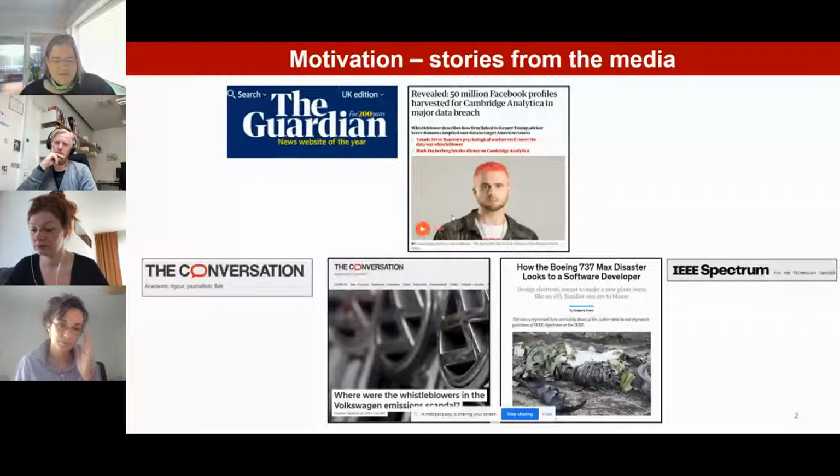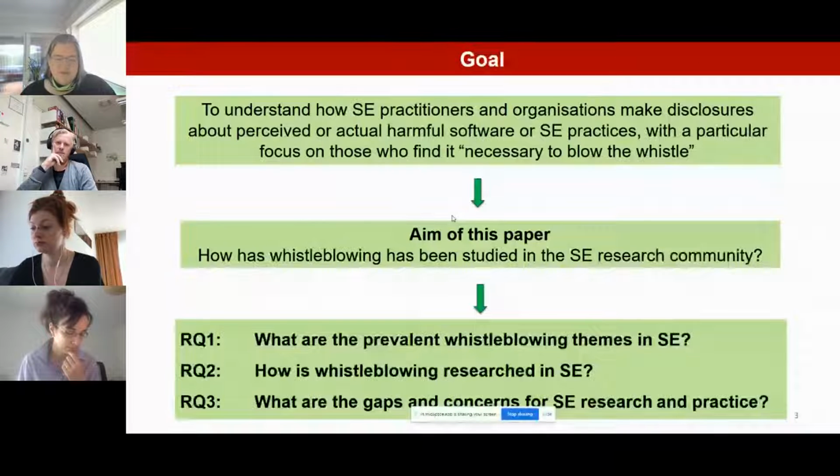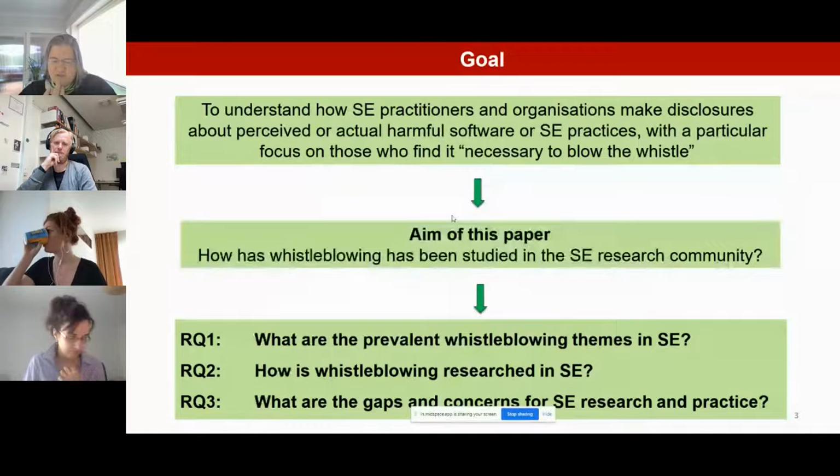The goal of our research is to understand how practitioners and organisations make disclosures about perceived or actual harmful software or practices, with a particular focus on those who find it necessary to blow the whistle. We explore the software engineering literature through 3 research questions. What are the prevalent whistleblowing themes? How is whistleblowing researched? And what are the gaps and concerns for research and practice?